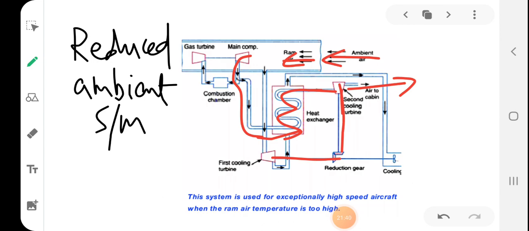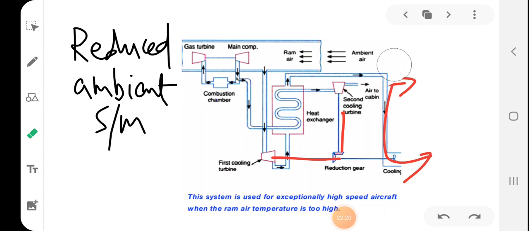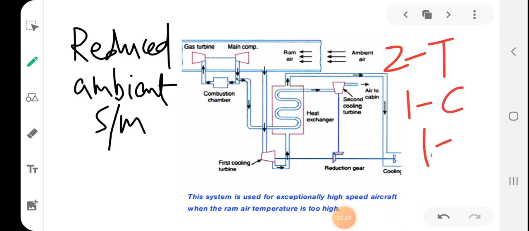So this air gets ejected, and a cooling fan is rotating in order to set up the pressure level, and this fan gets power from the cooling turbine. Okay. So this is the reduced ambient system. Students, here you can see that there are two turbines, one compressor, one heat exchanger. So that's the difference from the other systems you have already learned.